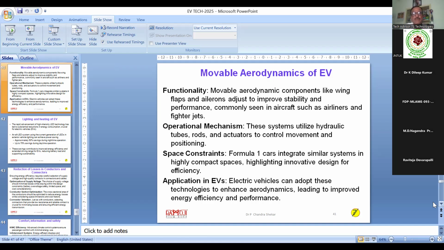Operational mechanism: this system utilizes hydraulic tubes, rods, and actuators to control movements and positioning. Space constraint: a Formula One car integrates similar systems in highly compact spaces, highlighting innovative design for efficiency. Application to EVs: electric vehicles can adopt those technologies to ensure enhanced aerodynamics, leading to improved energy efficiency and performance. Normally, the IC engine's front compartment requires a big space, whereas this requires less space. So these vehicles have to be redesigned to contour that minimum space requirement. That's it. Aerodynamically, it can balance and reduce the energy consumption and load on the batteries.